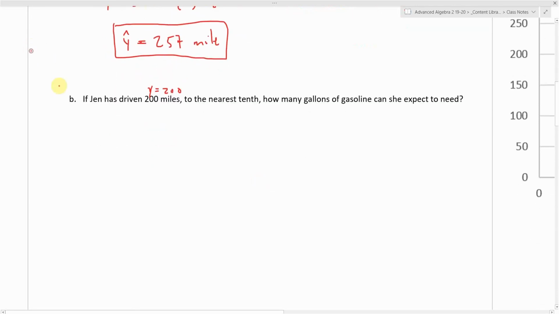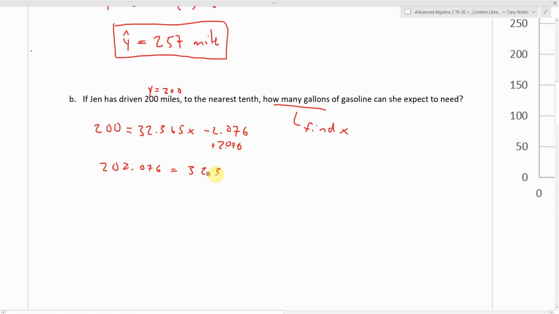Same basic concept applies here. So if I'm looking at Jen's situation, she has driven 200 miles, and we know that the regression model says 200 equals 32.365 times x minus 2.076. And so now we're just solving for x, right? The question is how many gallons? So that would be finding x. Well, we know how to solve equations by doing inverse operations. So if I add 2.076 to both sides, I get 202.076 equals 32.365x.